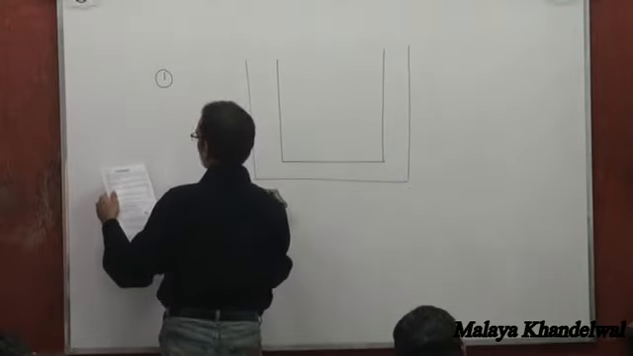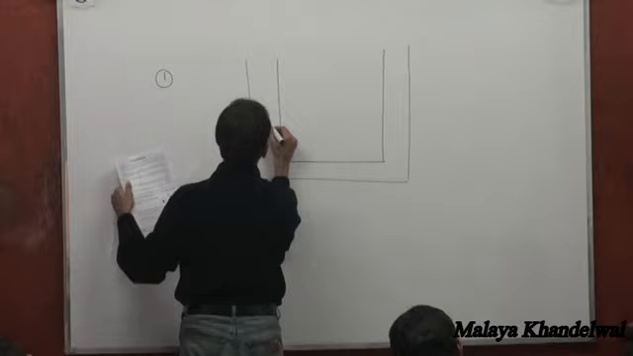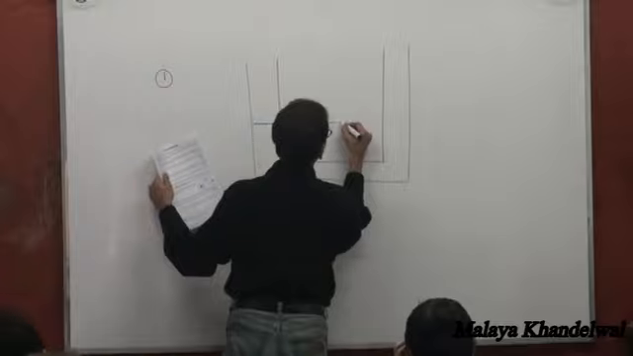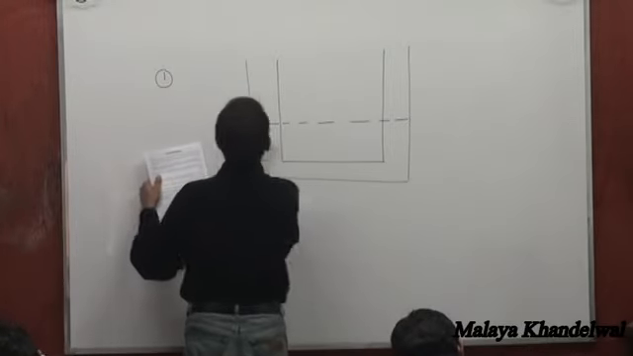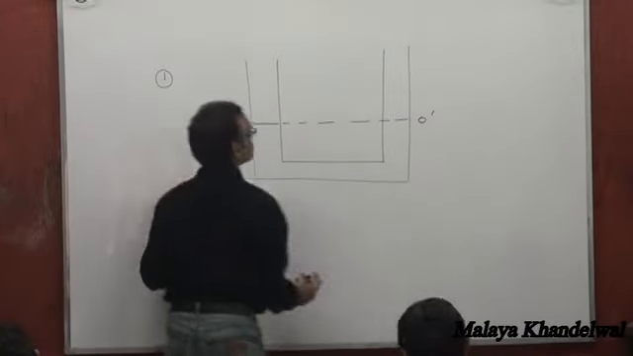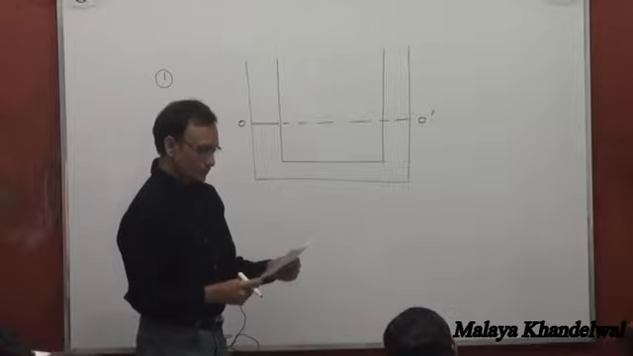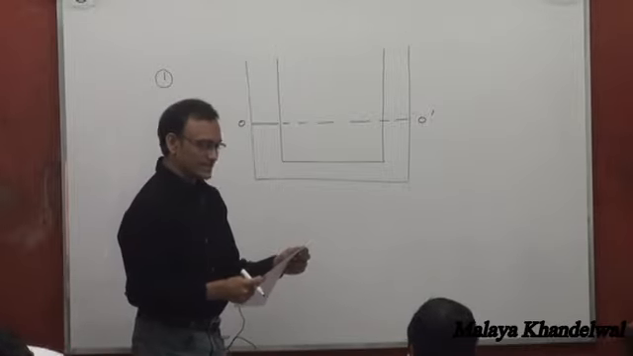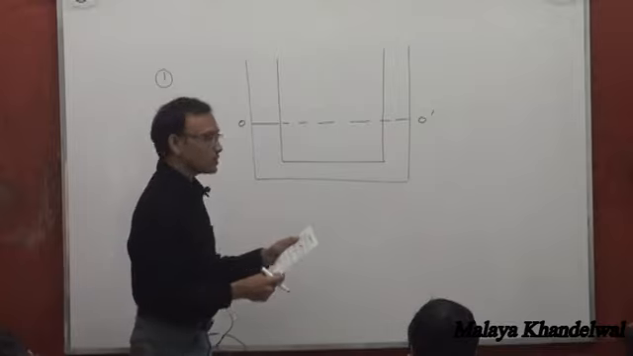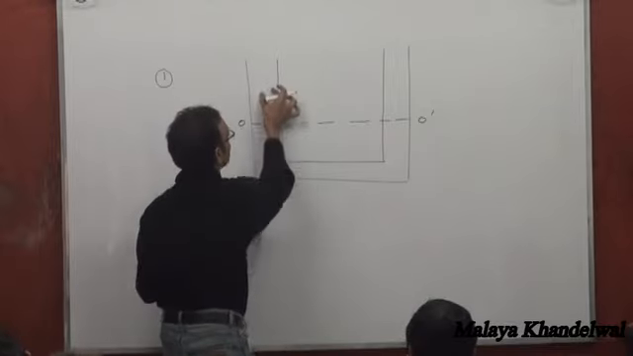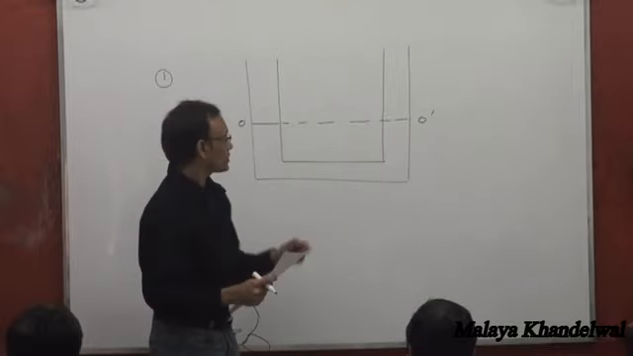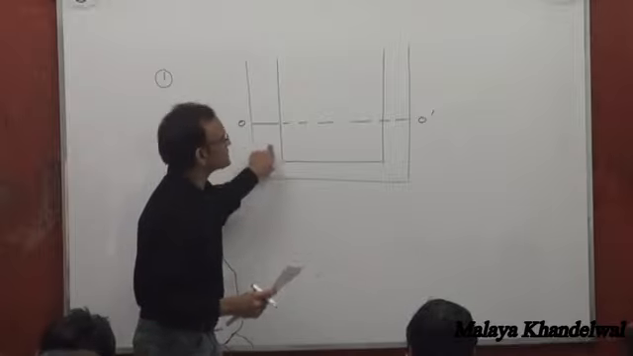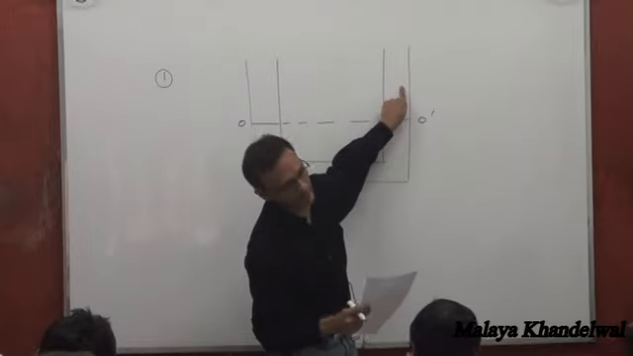A vertical U-tube of uniform cross section contains mercury in both arms. Let's say this is the original level of mercury, OO prime. A glycerine column of length 10 centimeters is introduced in one of the arms. Let's say on the left arm, glycerine column is introduced. So this level will get depressed and this level will rise by the same amount, right?